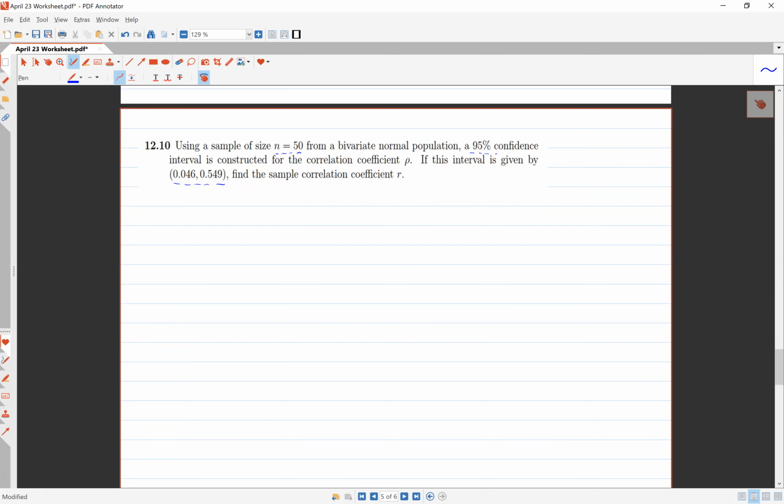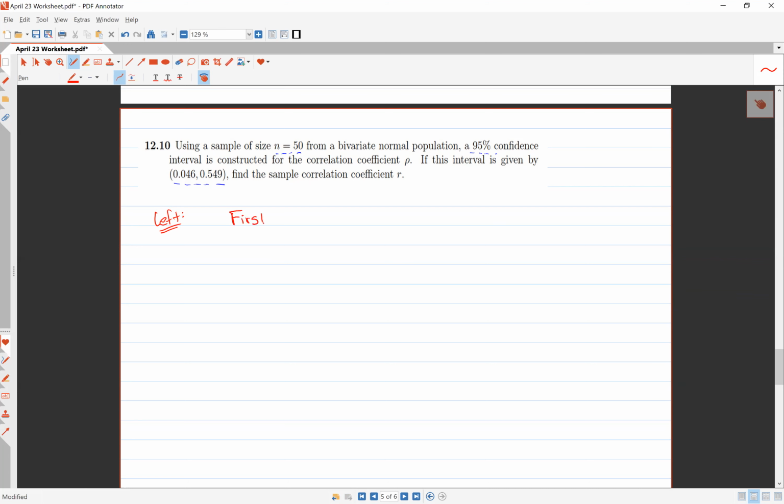Now, what was nice when we were working, say, with a confidence interval for the mean, is we knew it was symmetric around the value, and we could just average out the two endpoints and get the sample average. But with the correlation, no such luck. Thankfully, the way this is constructed, you do not have to work with both endpoints. You can just choose one of the endpoints and you can work all the way back to the sample correlation.